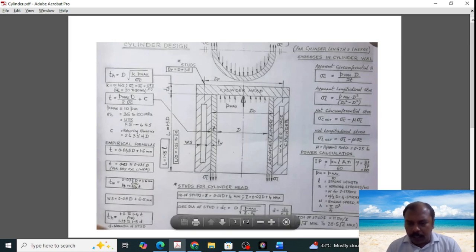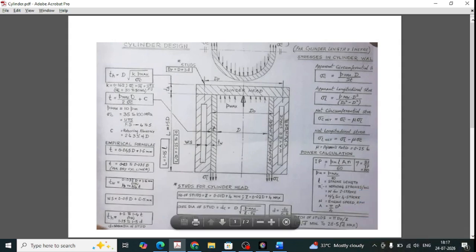N will be taken as capital N for a two-stroke engine, and for a four-stroke engine it will be capital N by 2. Here N is the engine speed in RPM, and A is equal to pi by 4 D square. If you substitute, eta is called the mechanical efficiency.